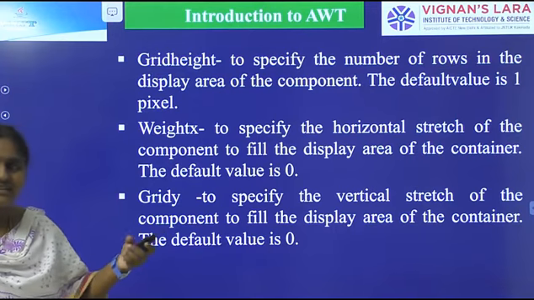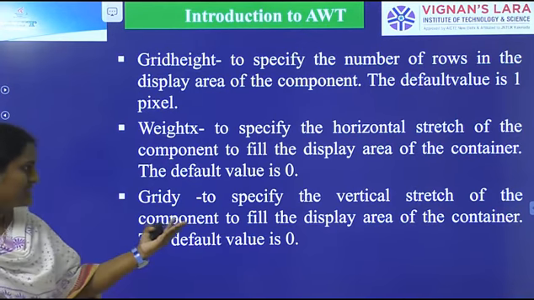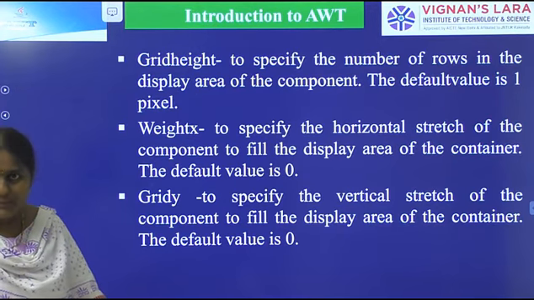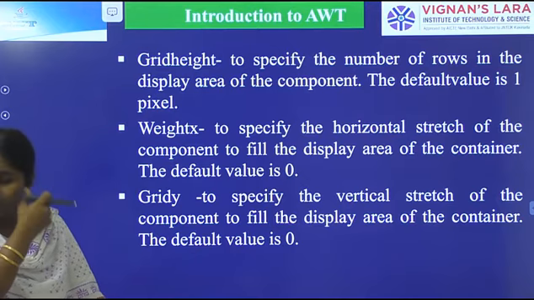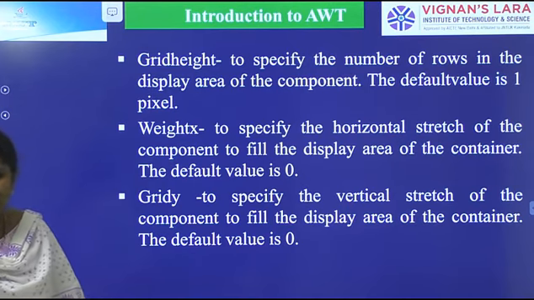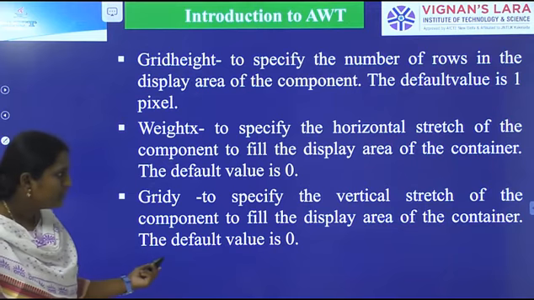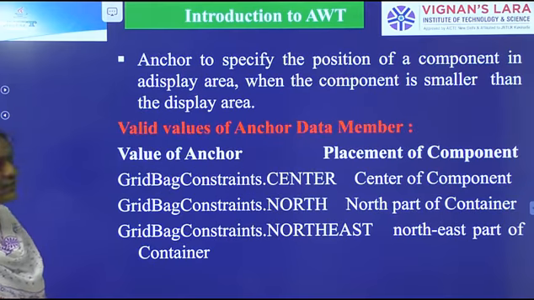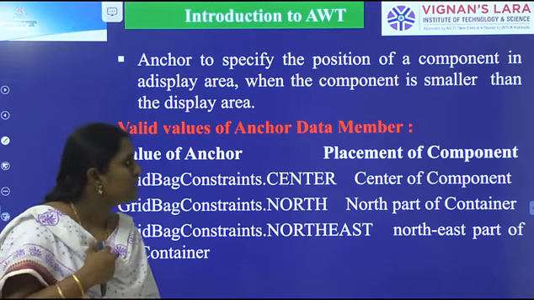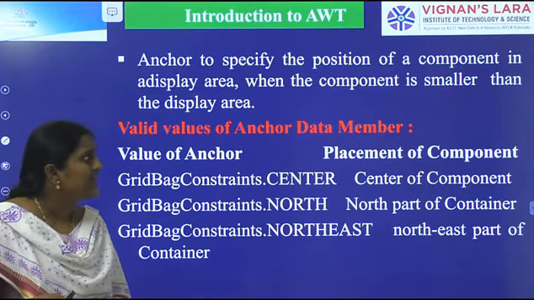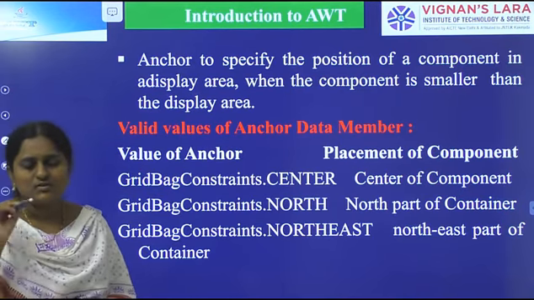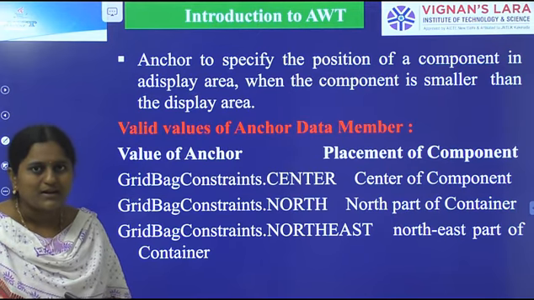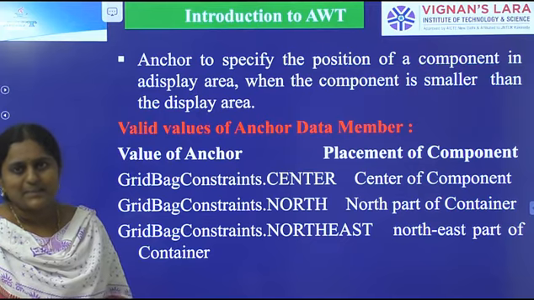Next one, weighty, to specify the vertical stretch of the component to fill the display area of the container. Suppose you want to place a particular component in a particular place, these constraints will help us put one component in a particular cell and particular grid. The default value is 0. Next one, anchor. Anchor specifies the position of the component in a display area where the component is smaller than the display area. So it specifies where you can place the component, how we can add the component in a particular cell and particular grid.